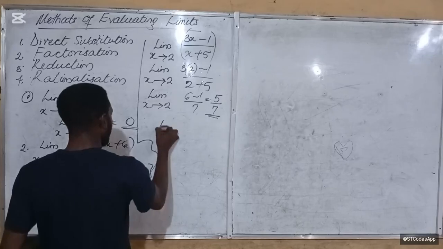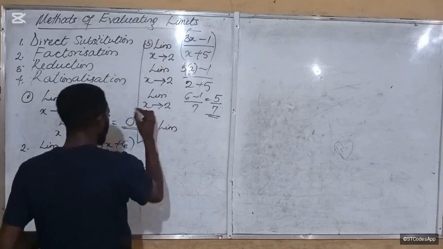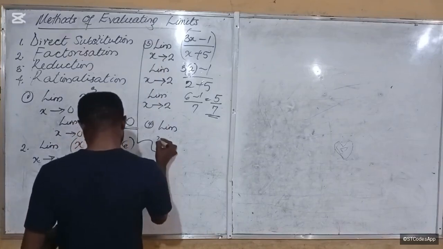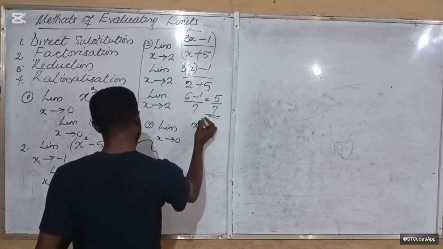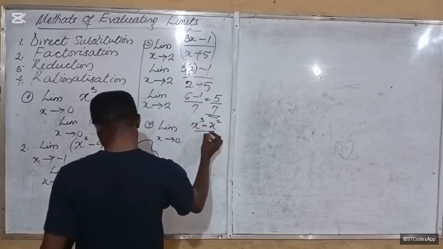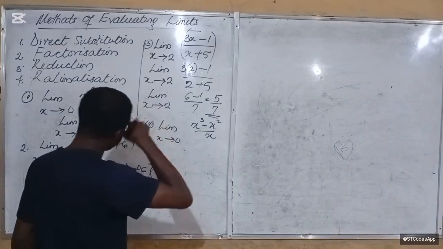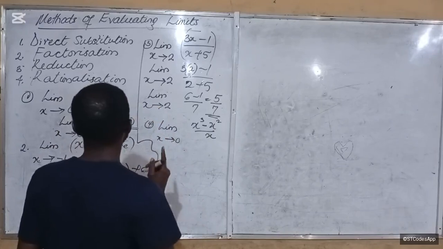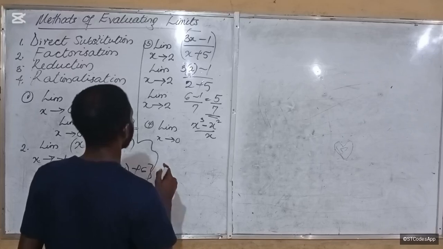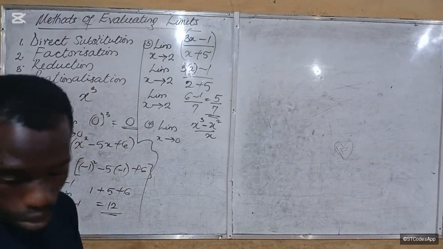The next one says, this will be number 4, the limit as x approaches 0 of x cubed minus x squared over x. Looking at this, can we substitute directly? No, we cannot substitute directly here. So this is where the factorization method comes in.